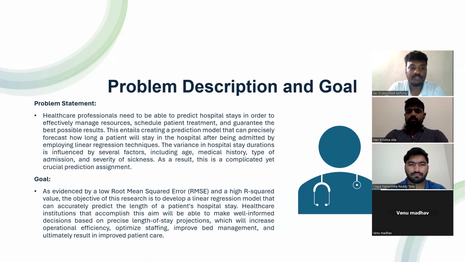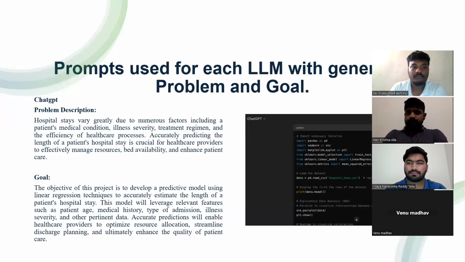And the goal is as evidenced by a low root mean squared error and a high R squared value. The objective of this research is to develop a linear regression model that can accurately predict the length of a patient's hospital stay. Healthcare institutions that accomplish this aim will be able to make well-informed decisions based on previous length of stay projections, which will increase operational efficiency.